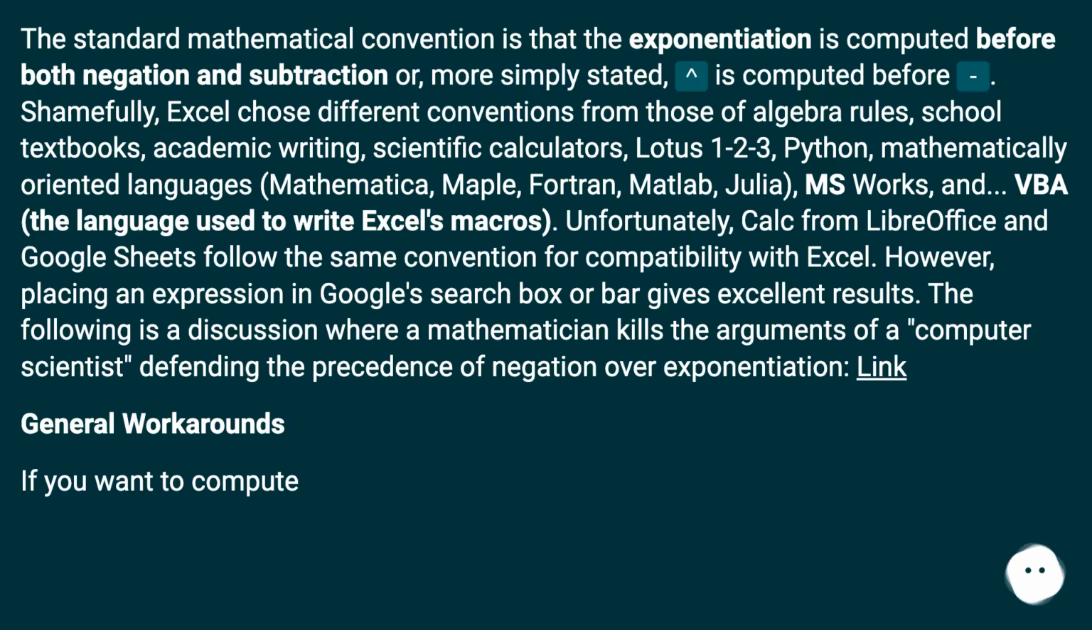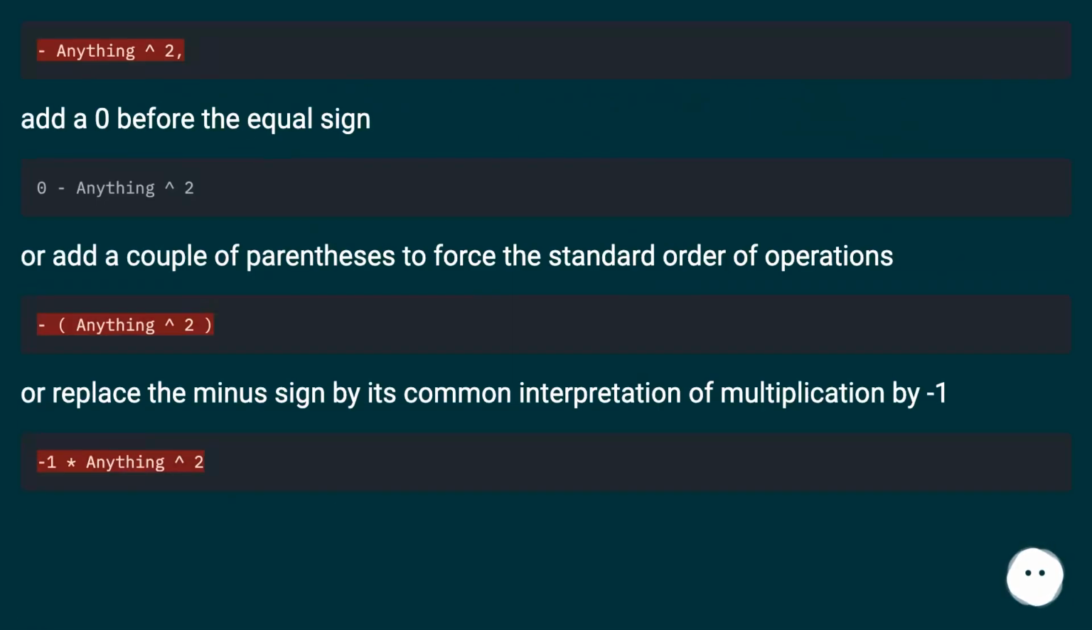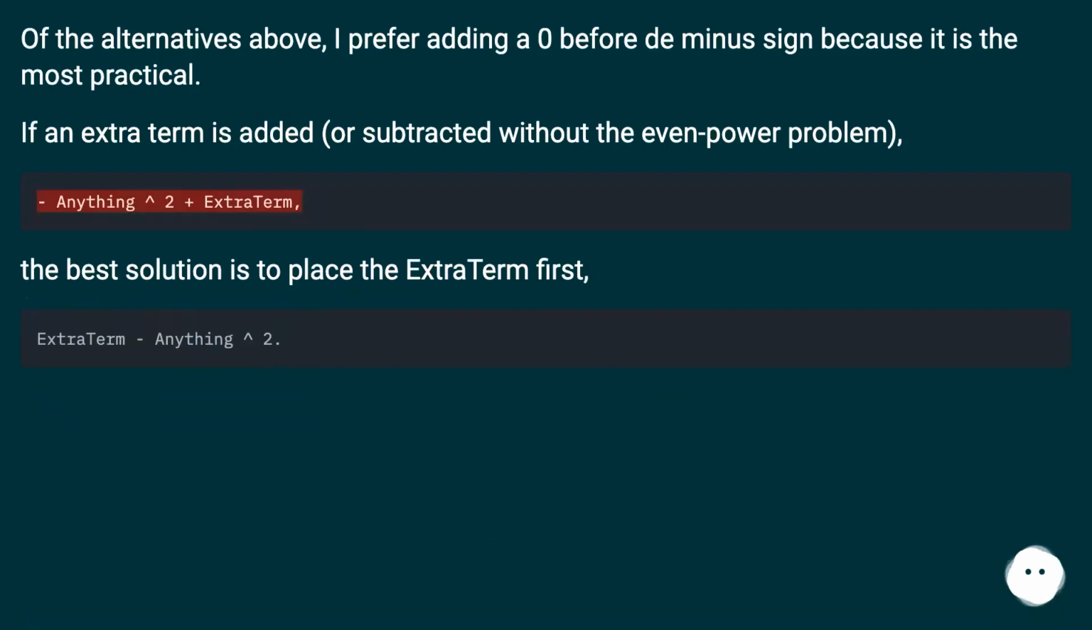General workarounds. If you want to compute -x^2, add a 0 before the equal sign. Or add a couple of parentheses to force the standard order of operations. Or replace the minus sign by its common interpretation of multiplication by minus 1. Of the alternatives above, I prefer adding a 0 before the minus sign because it is the most practical.